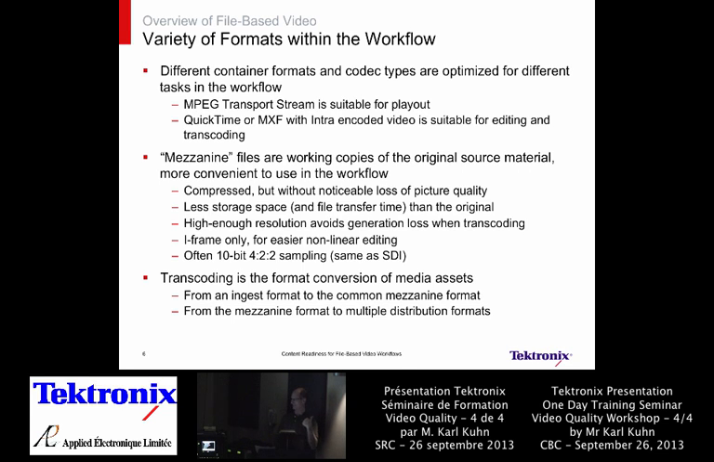I mean, I did editing in the past. Frame accurate was the only thing that would be acceptable. So with that said, it's 422 10-bit color sampling, which is not what you're delivering to the home. Because once again, mezzanine is not for delivery to the home.